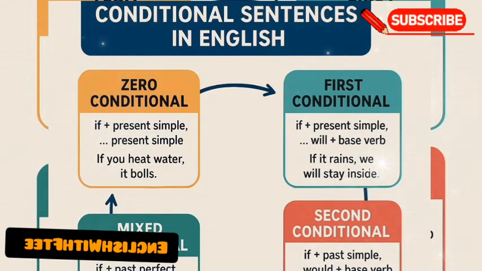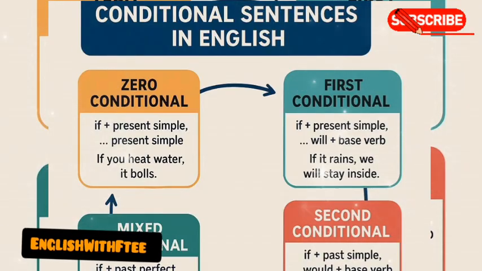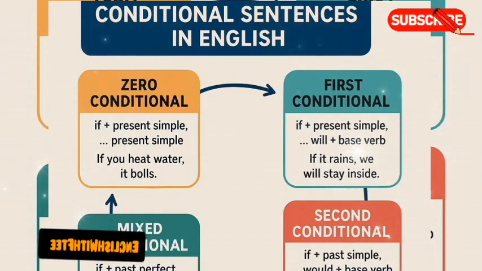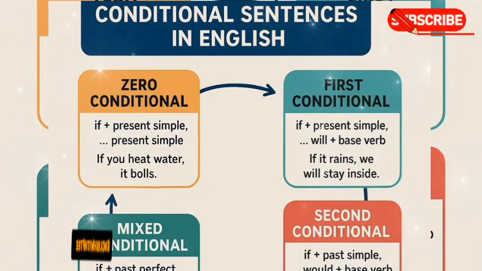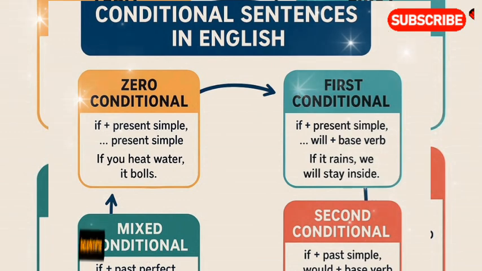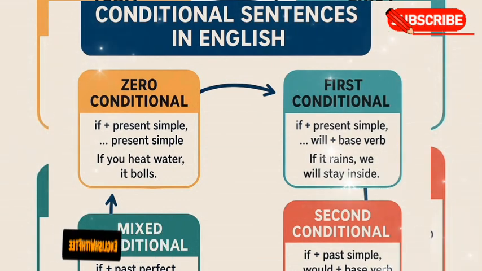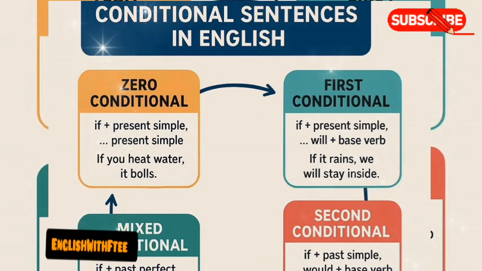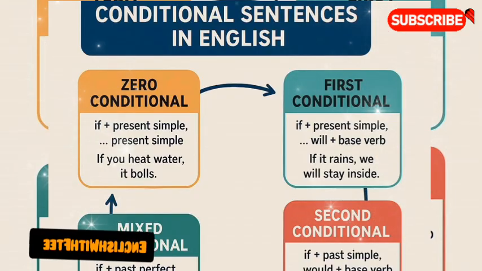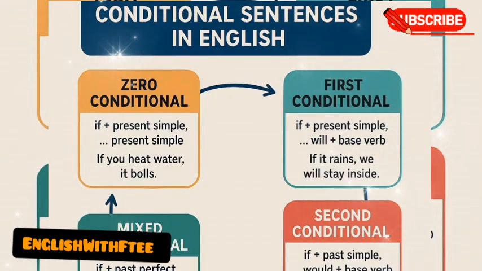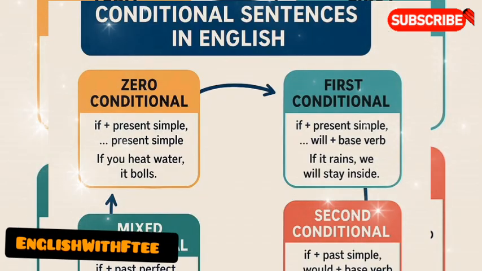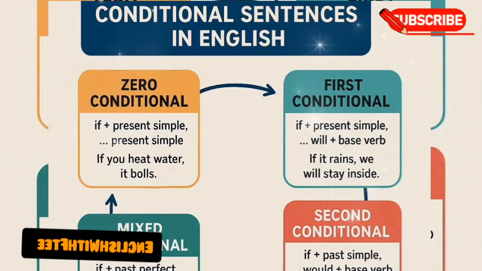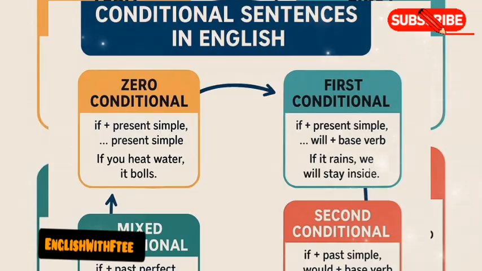Notice the verb forms. In the first conditional sentences, the condition uses the present simple tense and the result uses the future simple tense. For example, if it rains is present simple. I will stay at home, future simple. If you study hard, that is present simple. You will pass the exam, future simple.